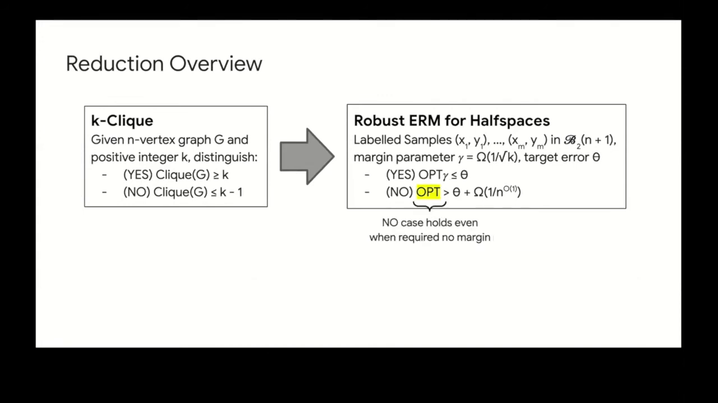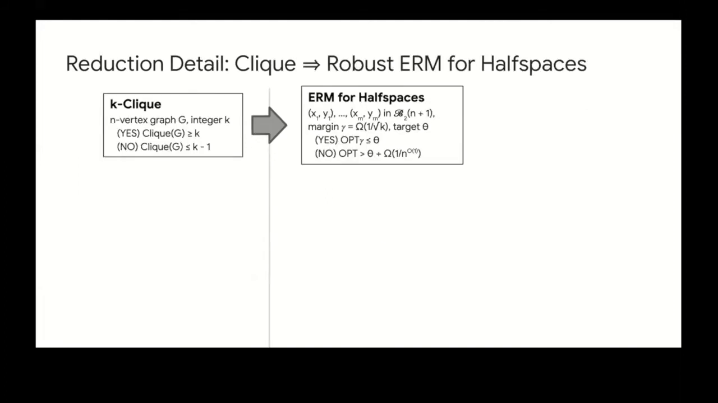Yeah, one thing to note here is that actually the no case is stronger than what I stated earlier. In particular, it holds not only for the 0.9 gamma optimum, but also for the optimum without any margin at all. So even if you don't require any margin, you still have to suffer this theta plus poly in 1 over poly in N error. Okay, so this is what we want.